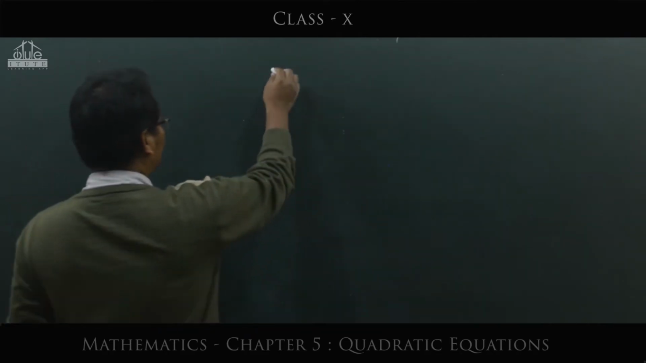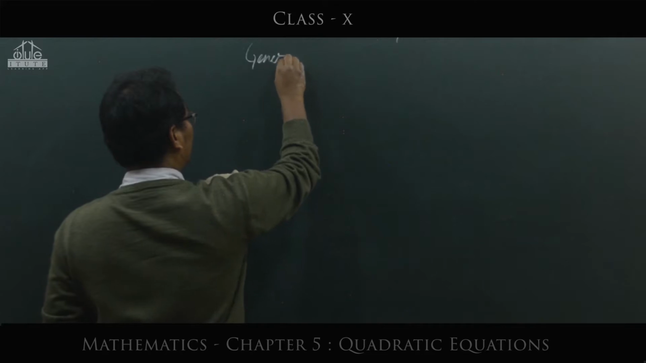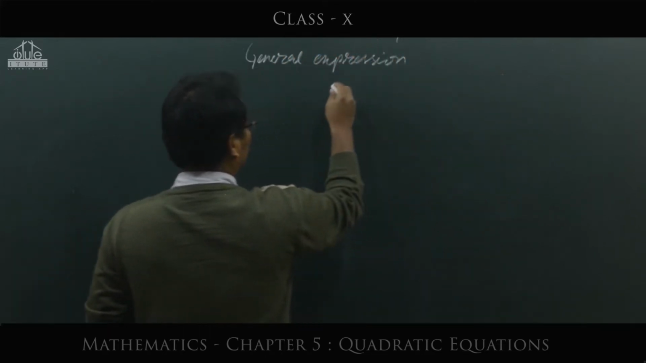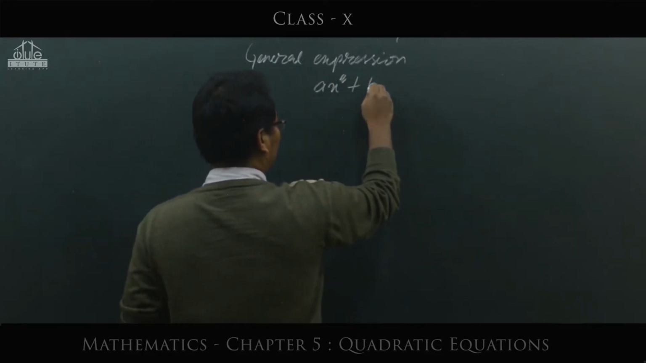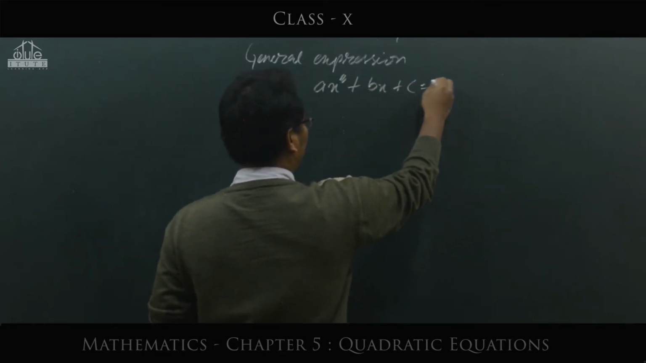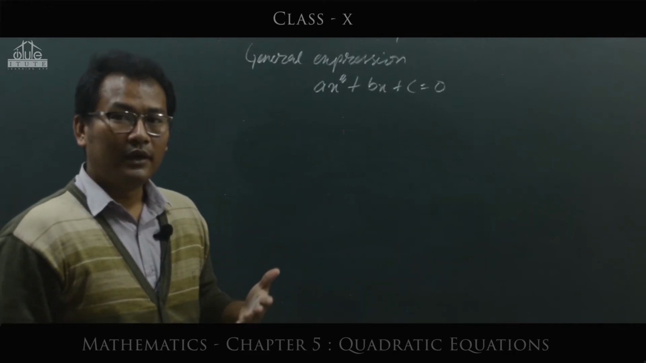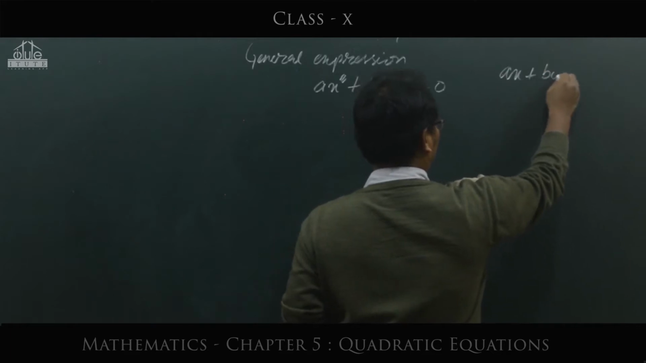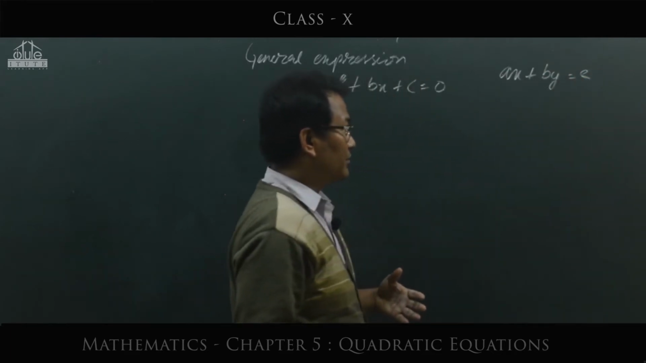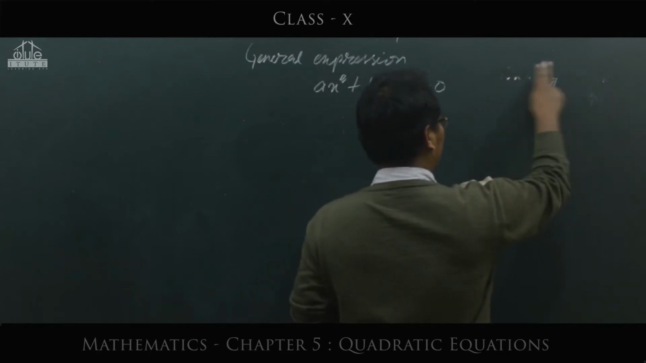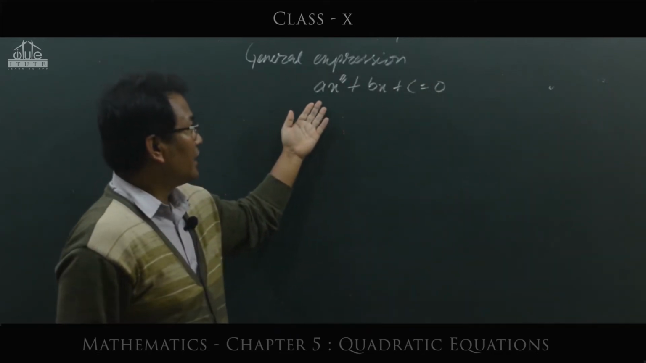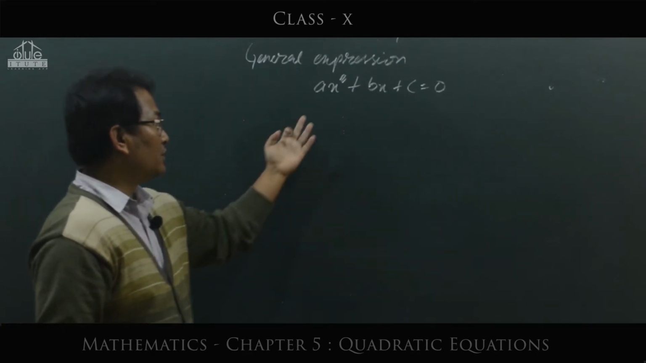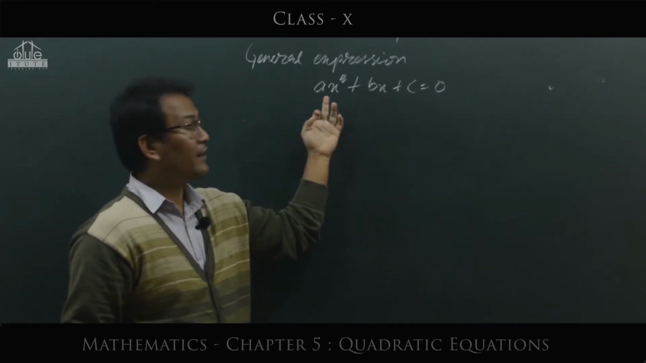So starting with the general expression, the general expression of a quadratic equation is ax square plus bx plus c equal to 0. For the linear equation, in the chapter pair of linear equations, I have talked about the general expression: ax plus by equal to c. Likewise, the general expression for a quadratic equation is ax square plus bx plus c equal to 0. Now let's find out the roots. How do we find out the roots or the values of x?